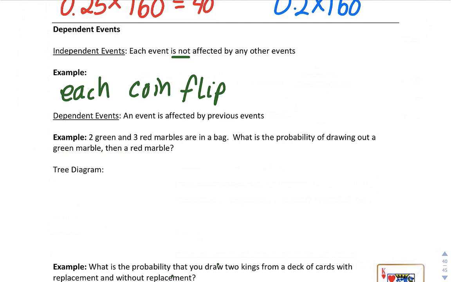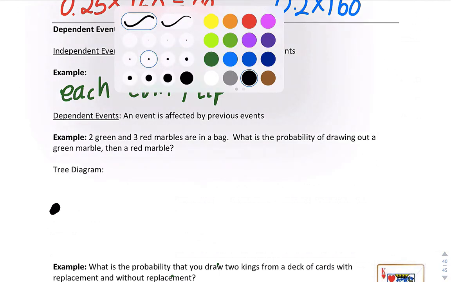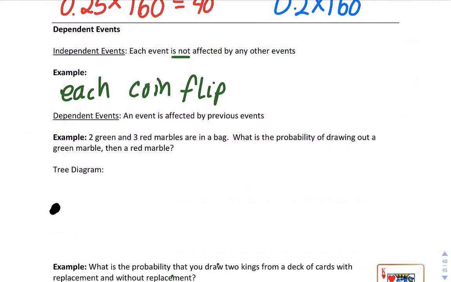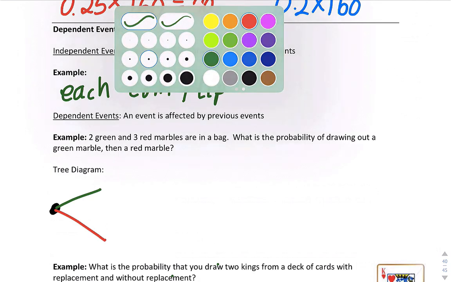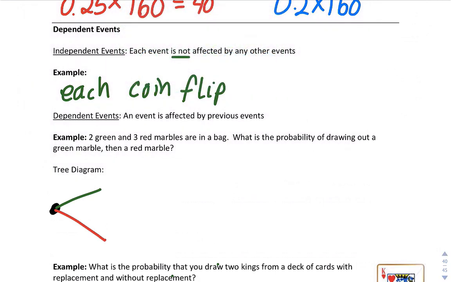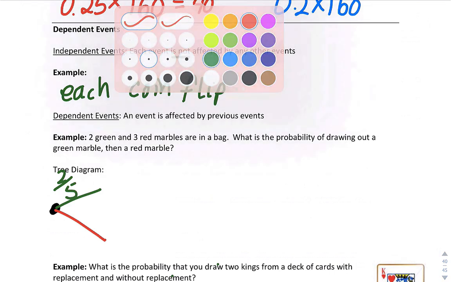A dependent event is an event affected by previous events. An example, you got 2 green and 3 red marbles in a bag. What's the probability of drawing out a green marble and then a red marble? And so we can do a tree diagram for that to figure that out. So on the first draw right here, we can get 2 green or 3 red. And if we put the probabilities, there's 5 total marbles, so 2 green would be 2 out of 5, and 3 red would be 3 out of 5.